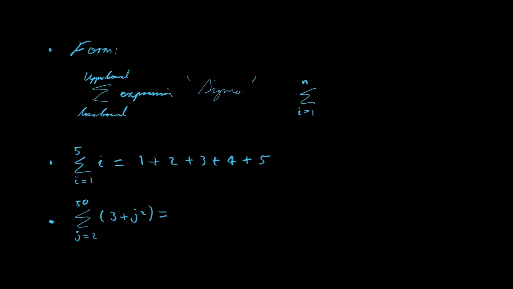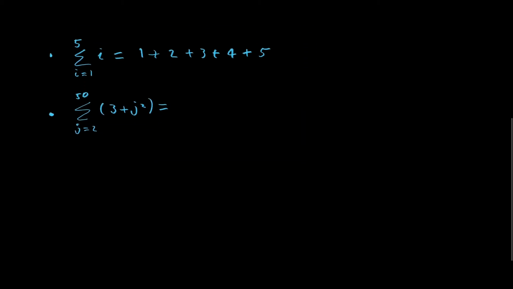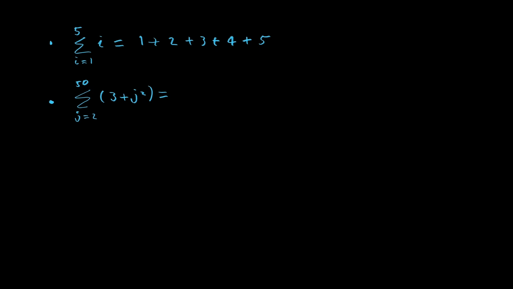So I won't write out all the terms of this sequence, but this is a good example for showing what sigma notation or summation notation is useful for. So we have 3 plus j squared. It's going to start at 2, and we're going to have like 48 terms. So rather than wanting to write all of that out, you just write it in sigma notation.